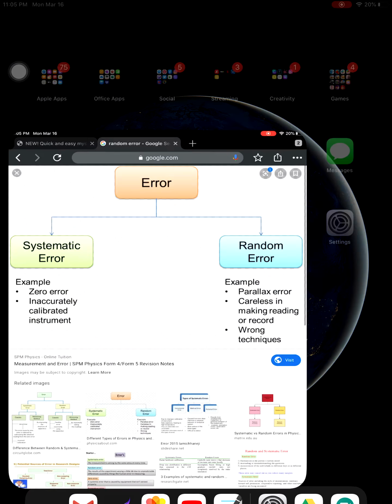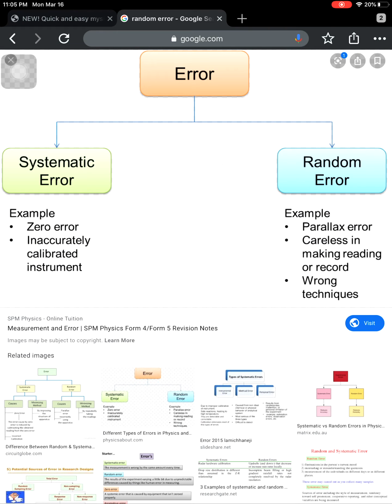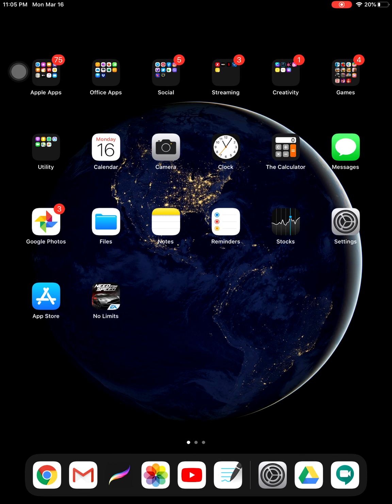So the two types are systematic and random error. Systematic error would be a zero error or an inaccurately calibrated instrument, and a random error would be parallax error, carelessness in making readings, or wrong techniques. So if the errors are random, then you would have mistakes on the graph.